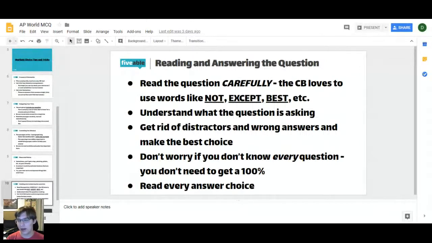Has anyone ever gotten caught by one of these? In the chat, drop if you've ever gotten caught by one, where it says not, or it says except. Yeah, Zach, you said it's definitely something that caught you a couple times. You've got to look out for those. And you've got to understand what the question is asking specifically, so you don't get tripped up on what's being said. And also, don't worry if you don't know every question.